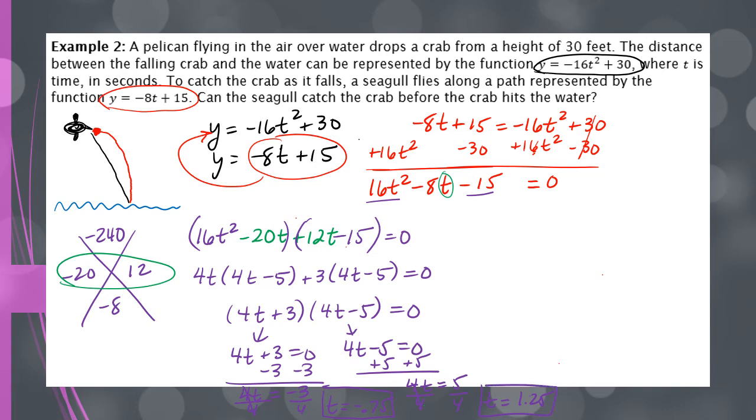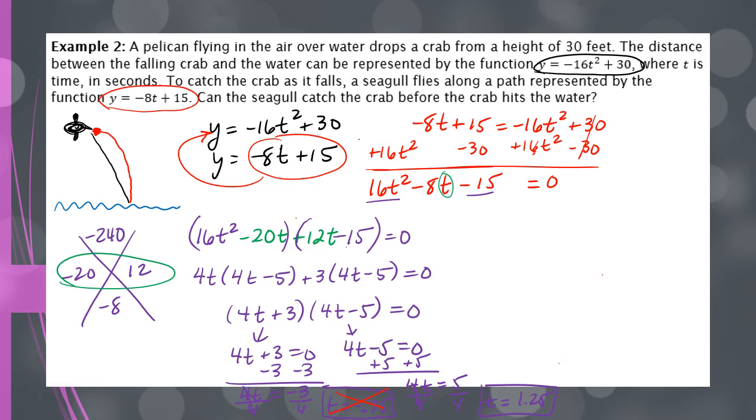All right, so I have two solutions for t. However, one of them doesn't make sense. Like I said, t represents time. We can't have negative time. So this negative 0.75 actually gets crossed out. So our only viable time solution is 1.25 seconds.